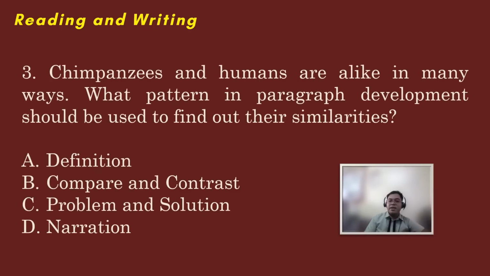Alright, so let's move on to question number three. Now, chimpanzees and humans are alike in many ways. What pattern in paragraph development should be used to find out their similarities? A. Definition. B. Compare and contrast. C. Problem and solution. Letter D. Narration.